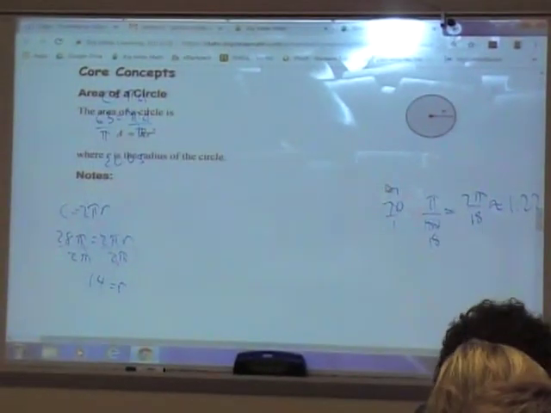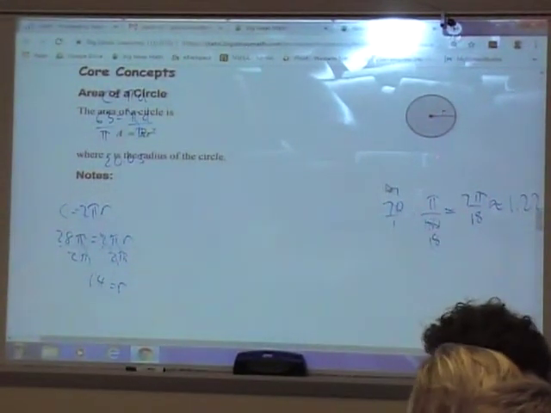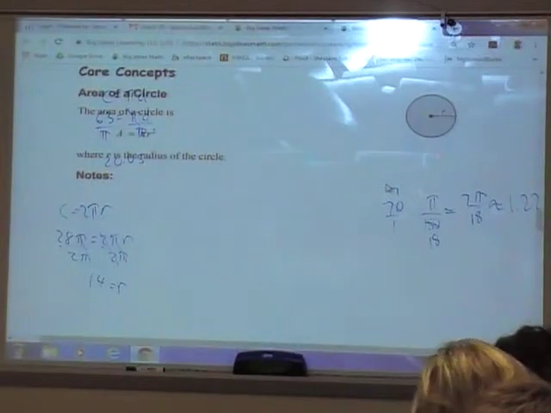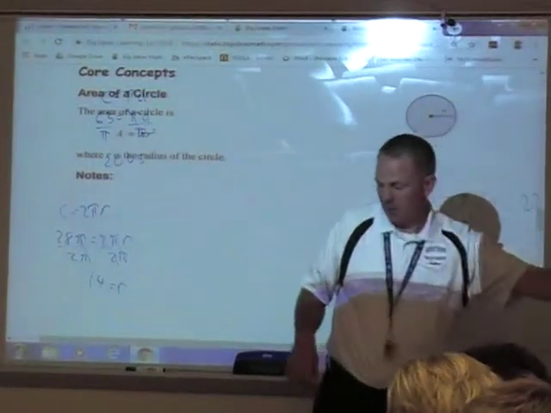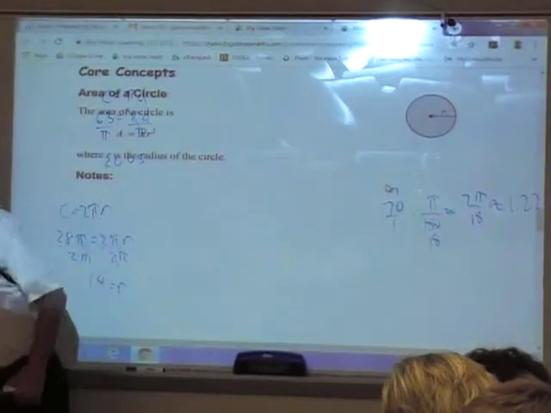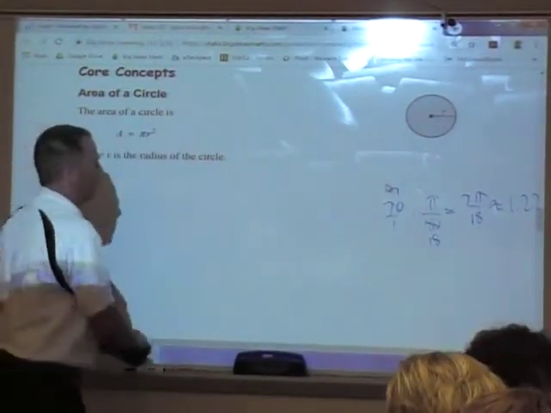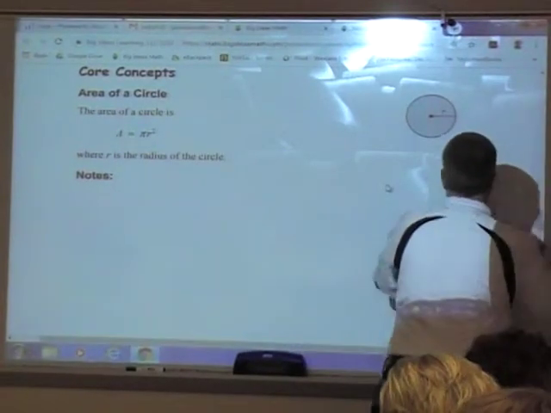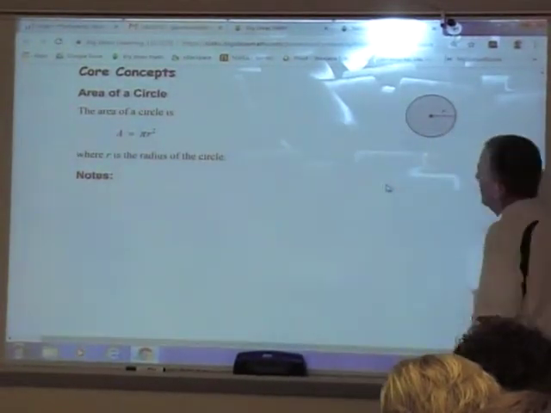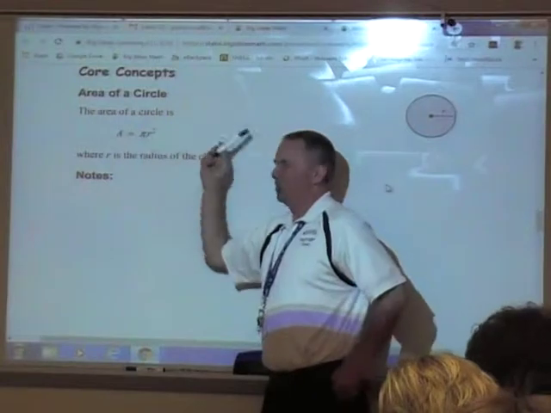Section 2, dealing with area. So here's another formula that you should have memorized. Just like the area of a rectangle, the area of a triangle, the distance formula, slope formula, the area of a circle you should have memorized, okay? So A equals pi r squared.